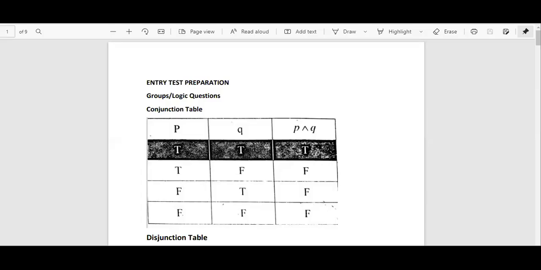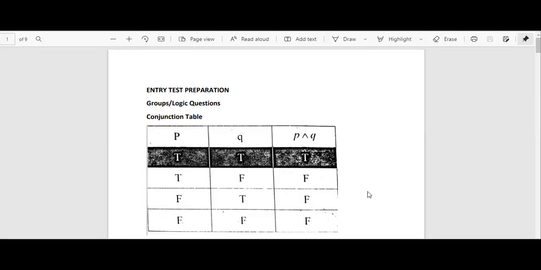Okay, so today we are going to discuss some entry test questions which are related to groups and logic. So let's get started. Before discussing the questions, I would give you a quick idea about some of the important topics. And if you are interested in knowing every topic in detail, for that you have to register for our live classes. Okay. So for now, let's get started.